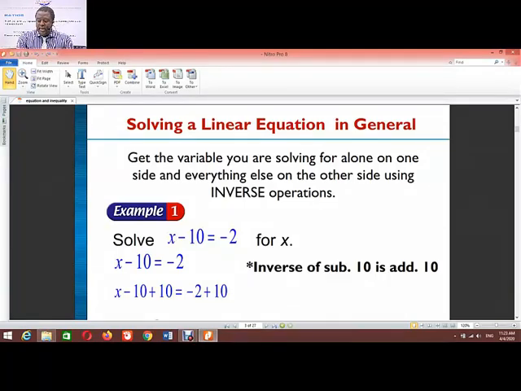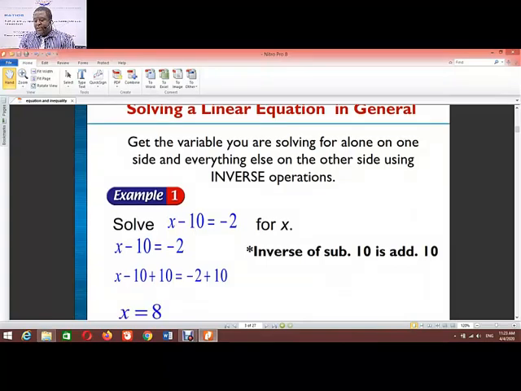To solve linear equation in general, you have to get the variable that you are solving for alone on one side and everything else on the other side using inverse operations. In example 1, they are asking us to solve x minus 10 is equal to minus 2 for x. So we have x minus 10 equal to minus 2. We add plus 10 to both sides, the left hand side and the right hand side. The plus 10 cancels the minus 10 on the left hand side, and we have x equal to 8.